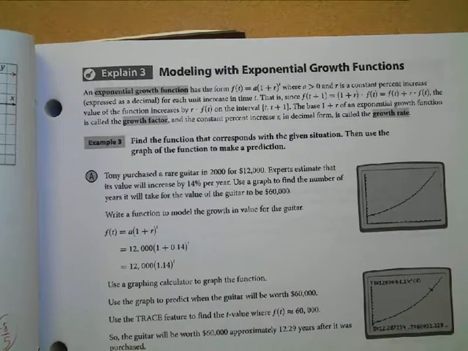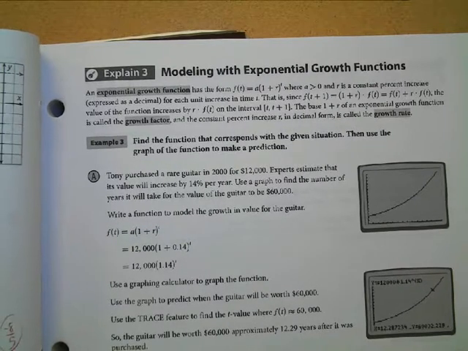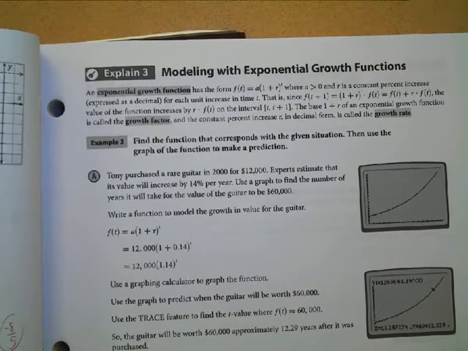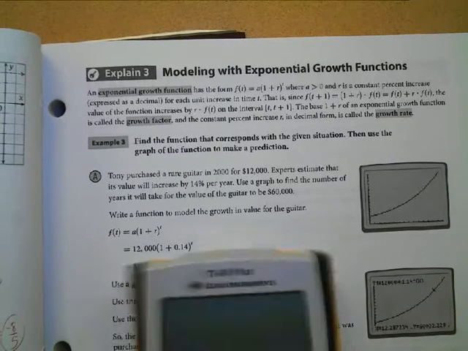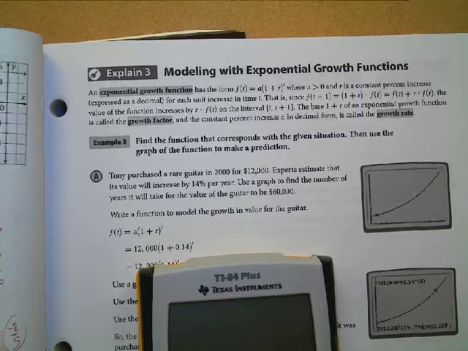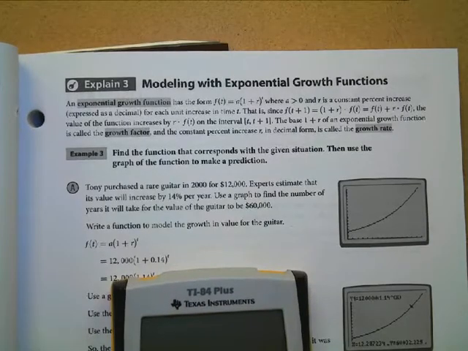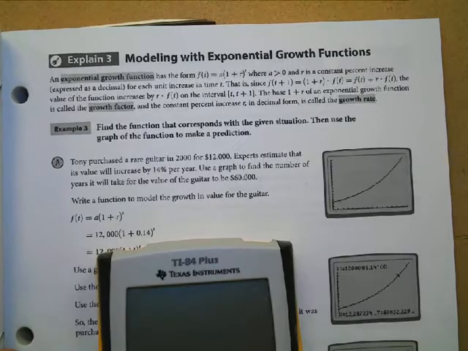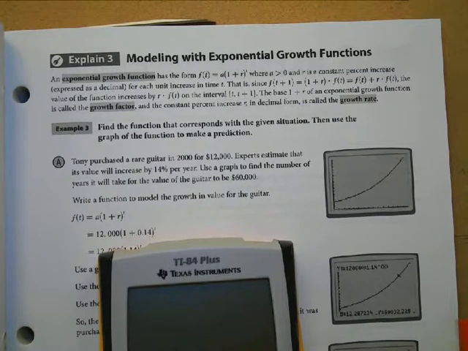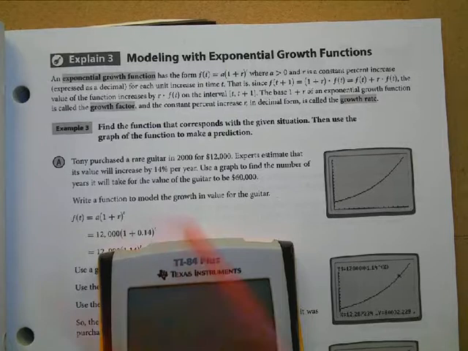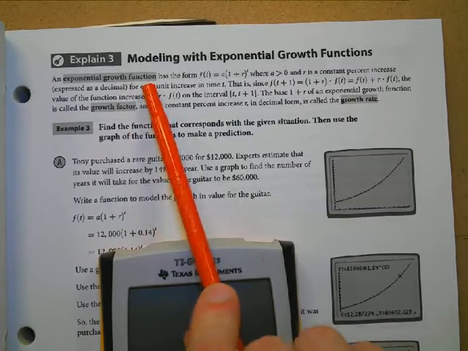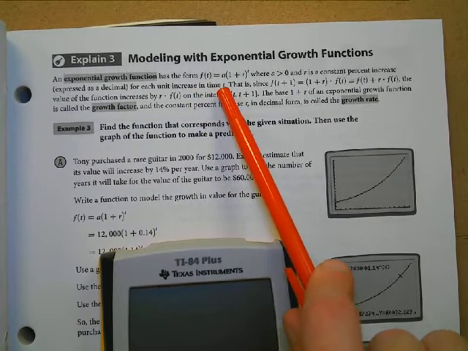So an exponential growth function has the form f of t equals a times 1 plus r to the t, where a is greater than 0, and r is a constant percent increase, expressed as a decimal. So r is your percent increase as a decimal, for each unit increase in time t. Okay? So we won't worry about all that there. The base 1 plus r of an exponential growth function is called the growth factor. So this number here, the base 1 plus r, is the growth factor. And the constant percent increase r in decimal form is called the growth rate.